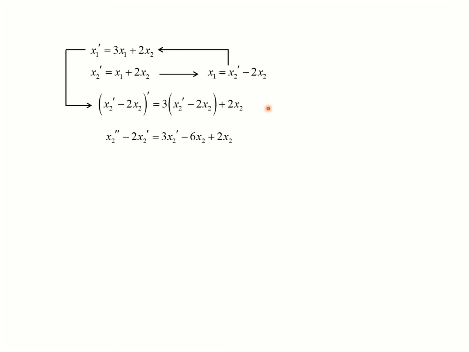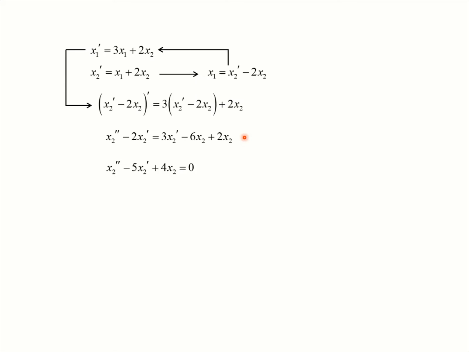Now notice that all my variables are x2, with t's there in the background, okay? But I have the derivative of x2, the second derivative of x2, and all the x1s are gone. So I'm going to go ahead and bring everything to the left-hand side of the equation.